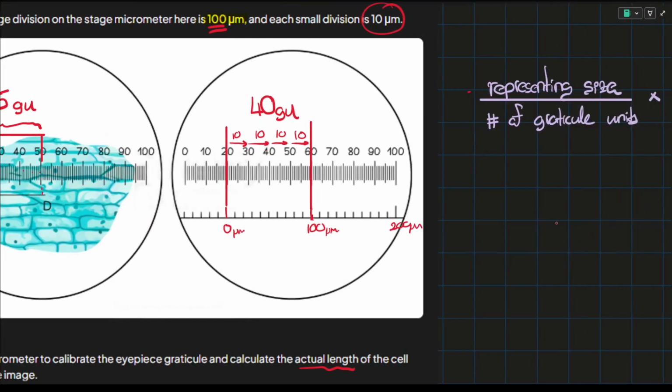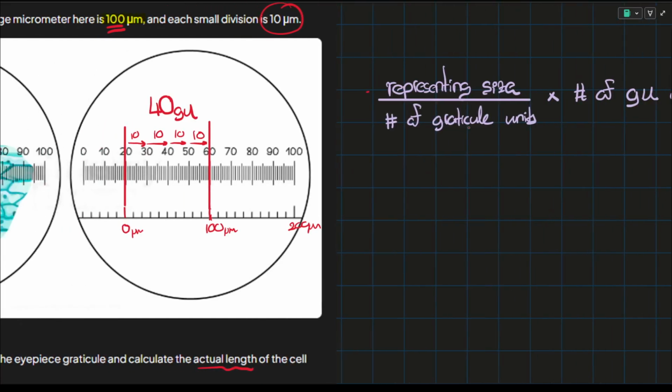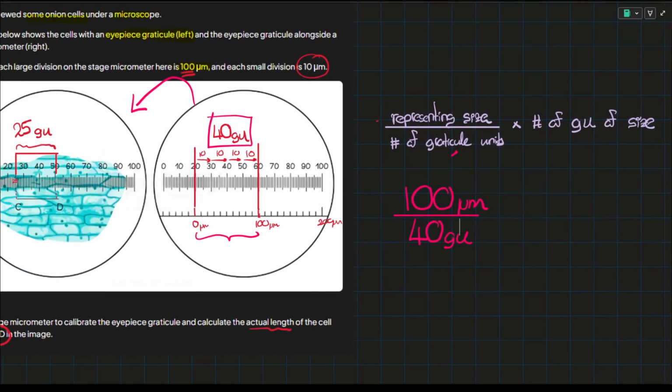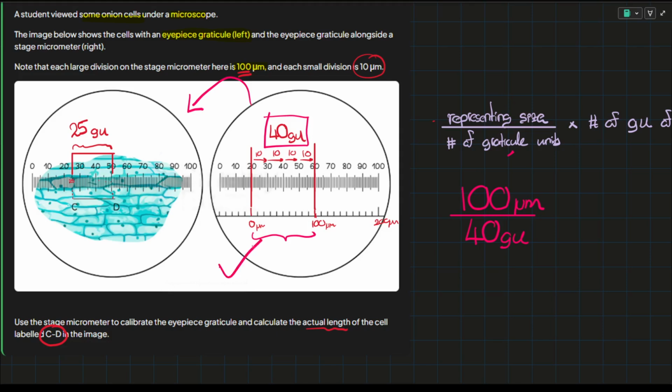Now here you can see this is the idea. Number of graticule units would be 40. Now see here we have 40. First we have to get the scale. How much is how much, and then refer that to this diagram. So 40 graticule units are representing a size of, what's the size here? 100 micrometers. So then, now we have the scale, all good.